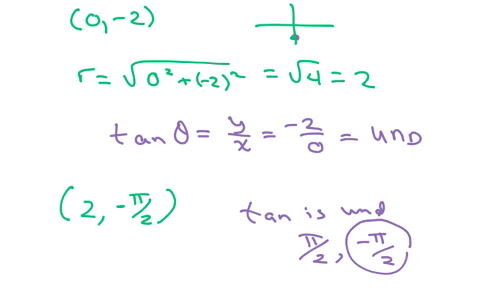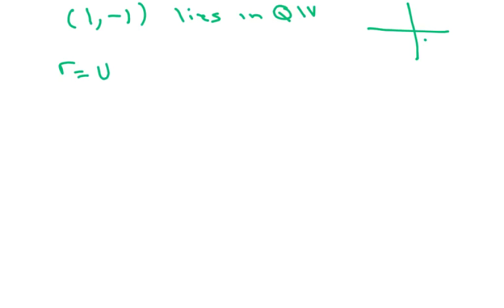All right, let's do some more of these. The next one we have is (1, negative 1). Now this lies in quadrant 4. You can kind of look at this, 1, negative 1. It's right there. So now let's take r, which is the square root of 1 squared plus negative 1 squared, which equals square root of 2.